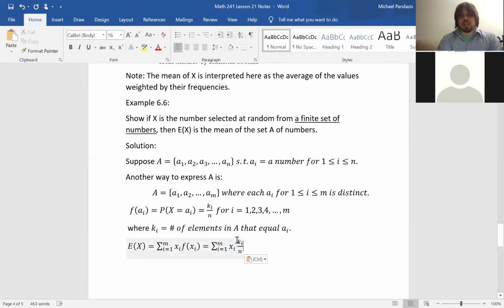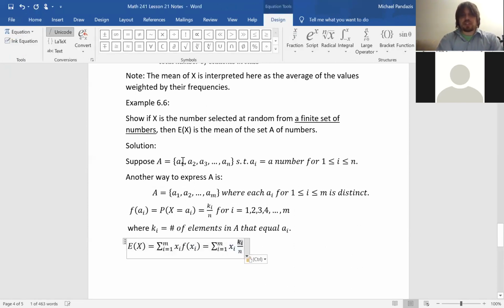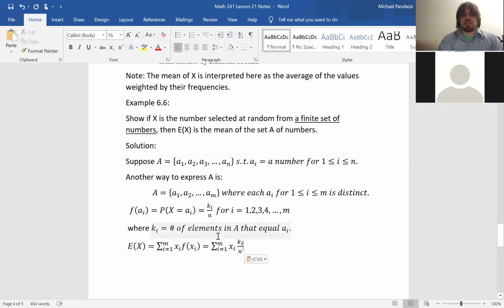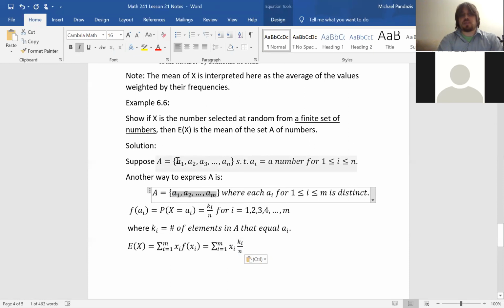Okay, it's the number of times that value appears in the original set divided by the total number n, little n, of elements in the set. It's not m, because little m is the number of distinct elements. Little n is the total number of elements.